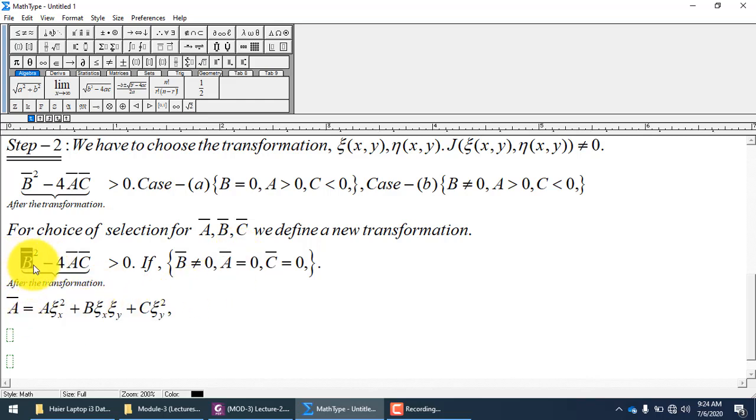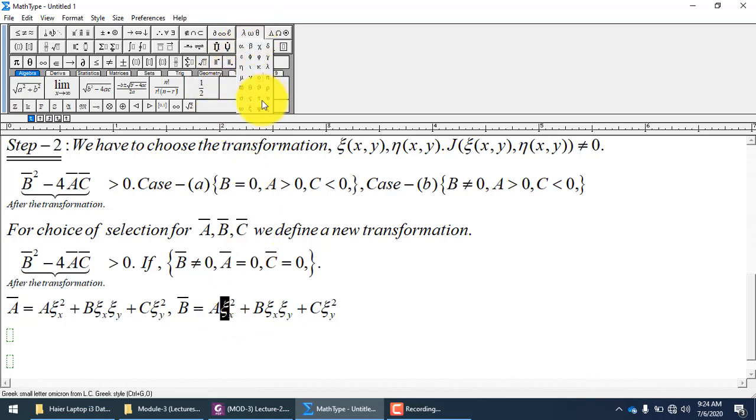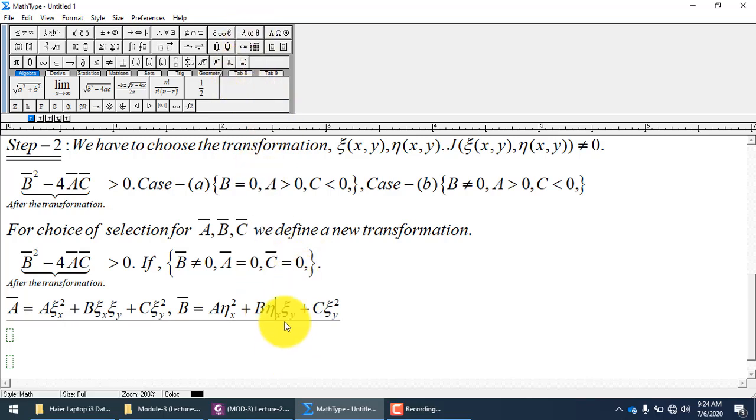And B bar had the formula: B bar was equal to the same thing but for eta, a similar pattern for eta. So that will be replaced by eta, and that will also be replaced by eta, and again eta.